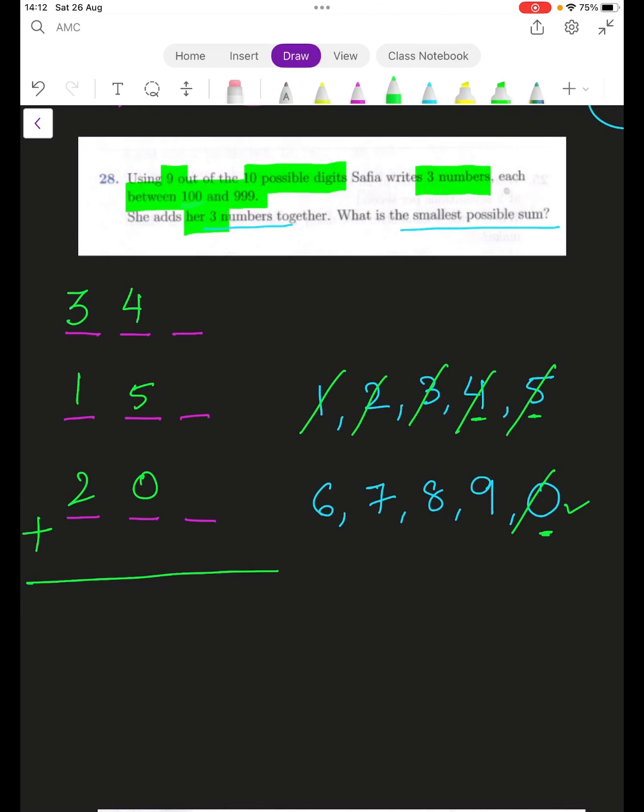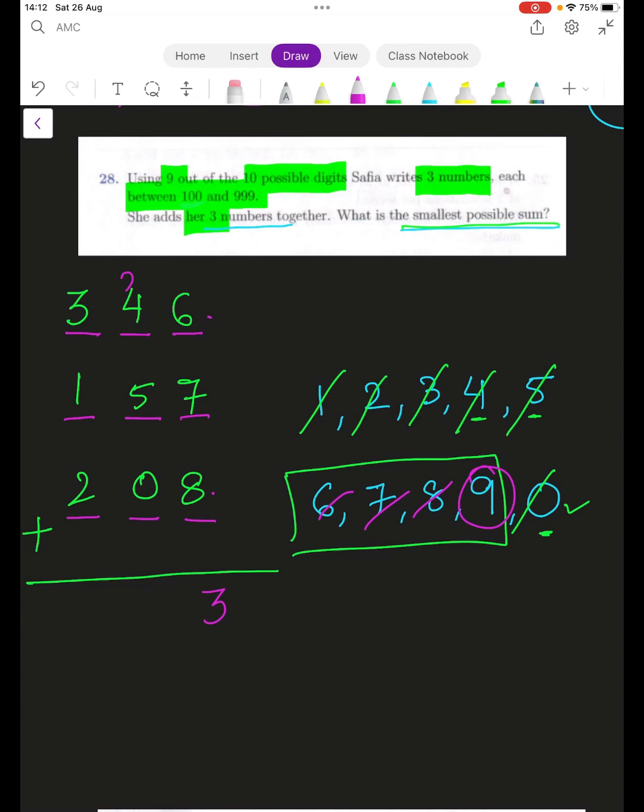And now we have these digits left. So 4 and 5 are gone, 0 is gone, so we have all these digits left. But because we are looking for the smallest sum, we will only pick 6, 7, and 8, and 9 can be left untouched. So let me use the green. 6, 7, and 8. So these are the 3-digit numbers that we can have for the lowest possible sum. And again, you can use the calculator to find out the answer, but let's do this manually.